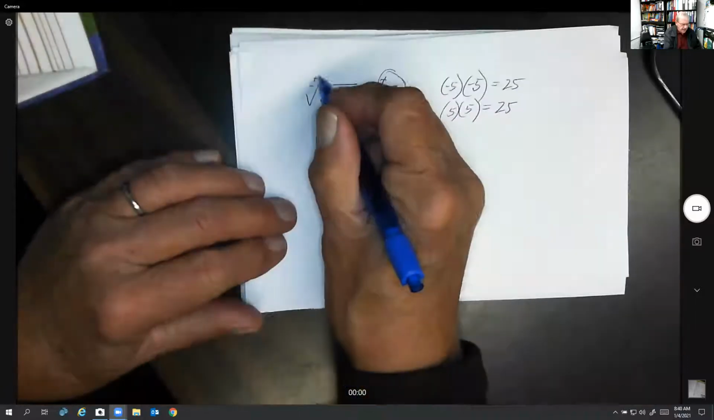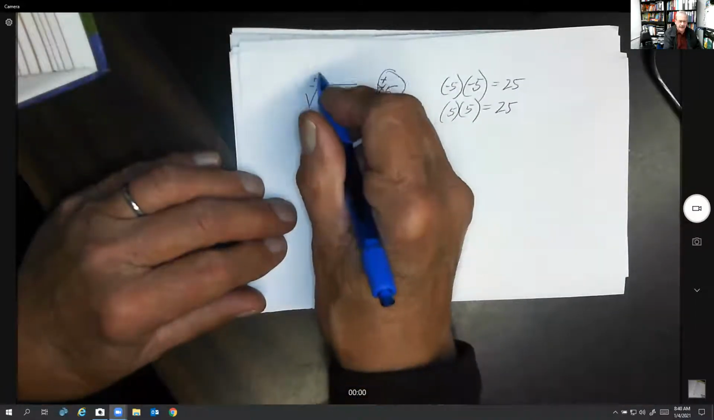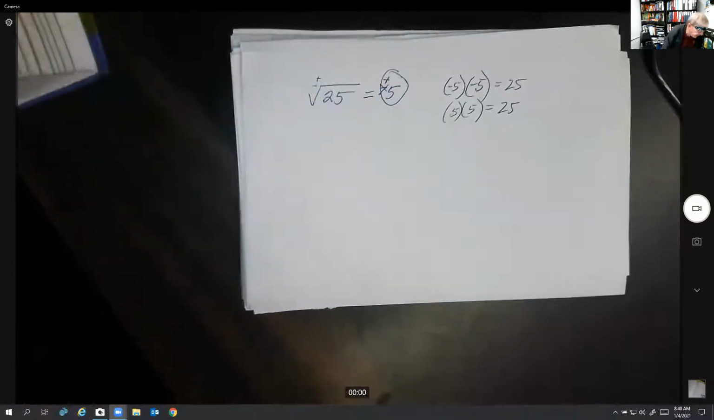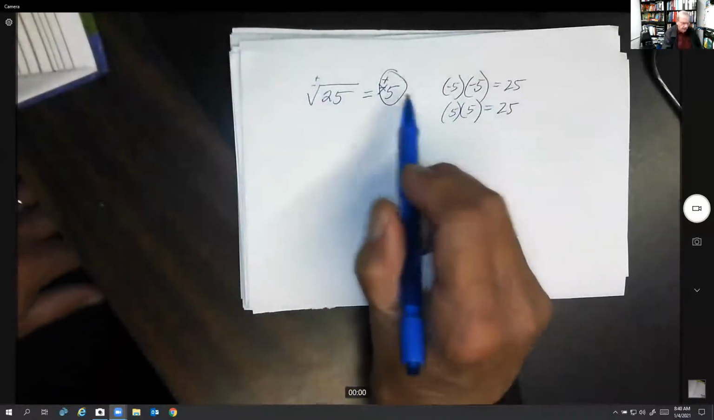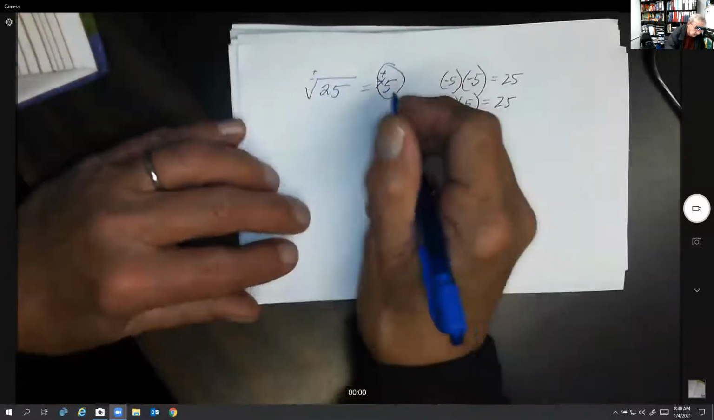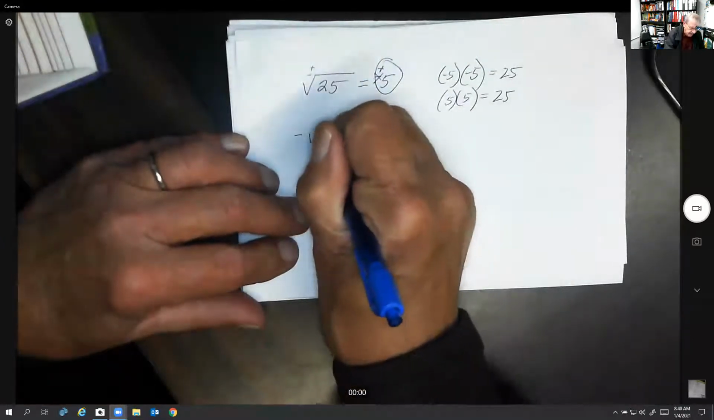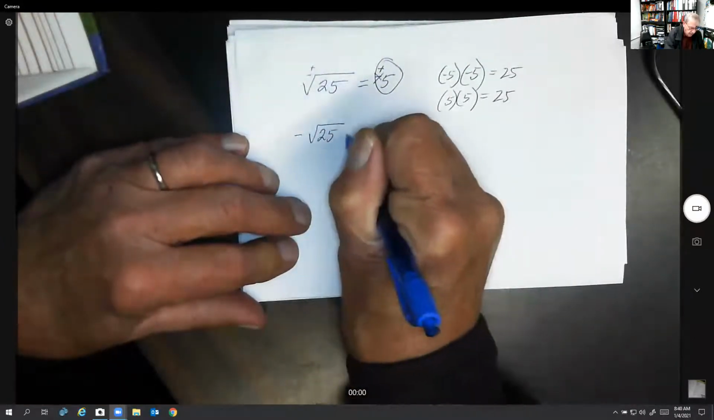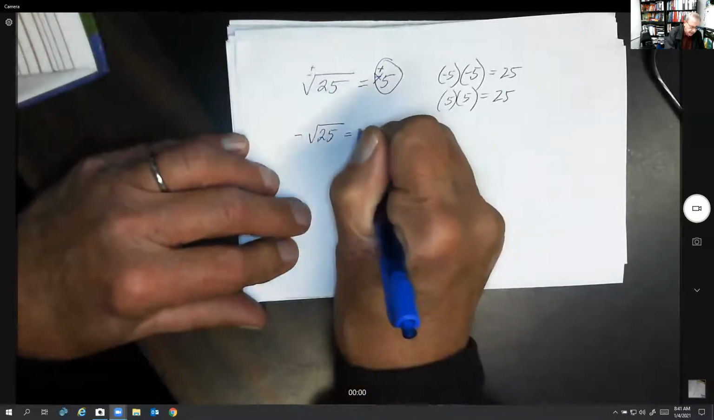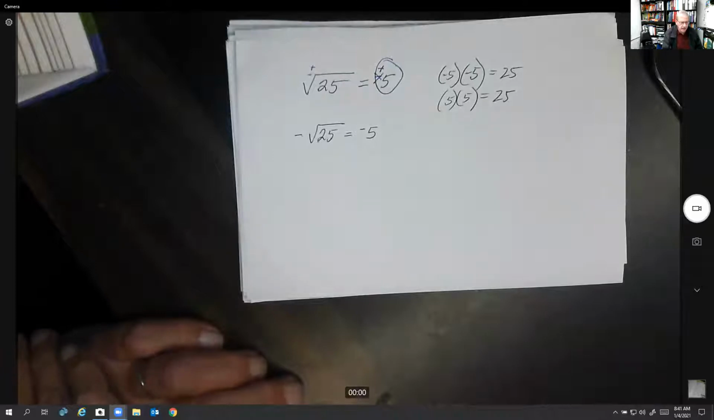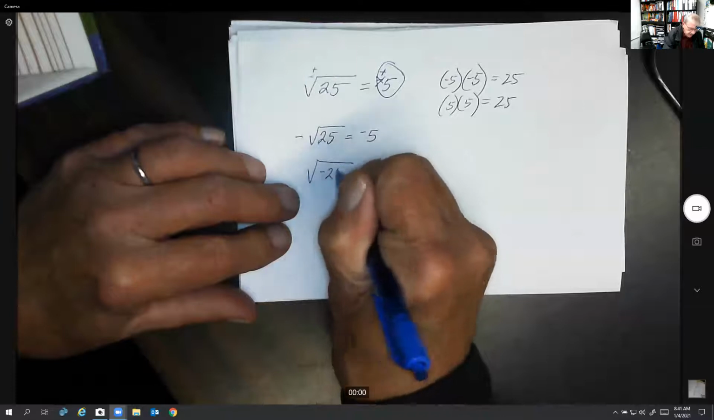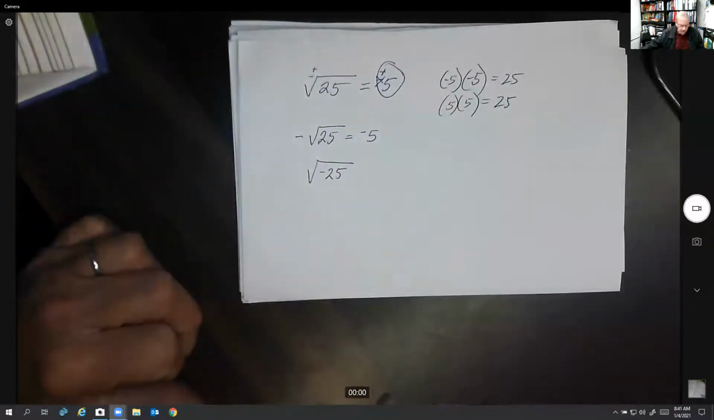If we want a positive and a negative answer, we usually indicate that. But if we don't indicate it, it looks like we're looking for the principal square root, which is a positive answer. So let's try another one. What if they had a negative in front of here? Well, the square root of 25 is 5, and we simply put the negative with it. So that would be a negative 5. What if the negative sign was underneath the square root? In this case, we can't take it. You could try it on a calculator.